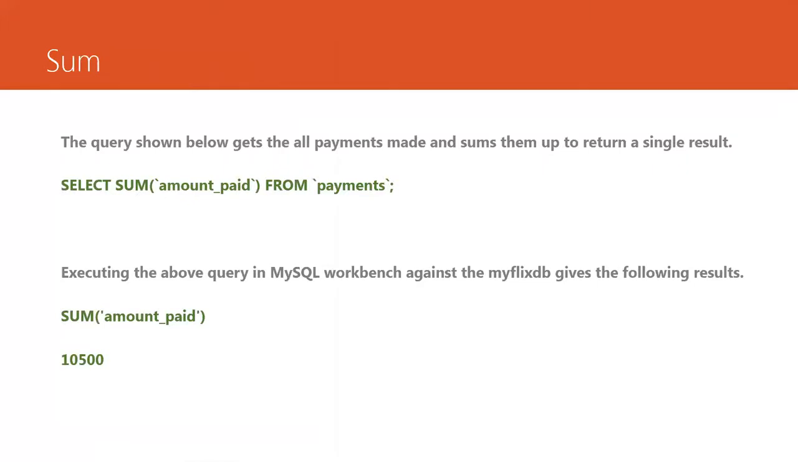The query gets all the payments made and sums them up to return a single result. Select sum of amount paid from payments. Executing the above query in MySQL Workbench against MyFlix gives the result, sum amount paid. The total amount is 10,500.